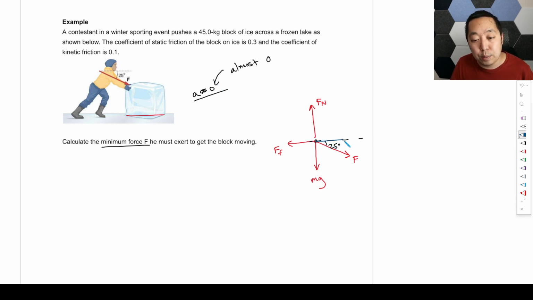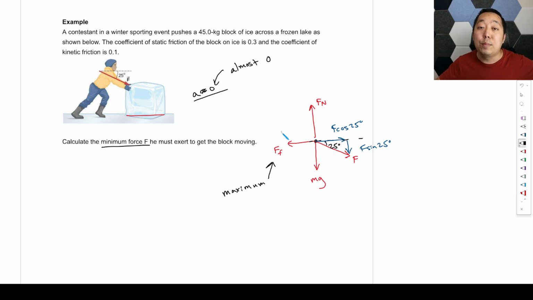So then we're going to decompose this, right, into F cosine 25 degrees and F sine 25 degrees. And if we want this to accelerate, this here needs to be the maximum static friction. So we are going to use the coefficient of static friction in this case because this has got to be the maximum static friction. Why? Because I do want to get it to move. So it needs to be just enough friction, the maximum amount, and if I go a little bit more, then I'll overcome the static friction and it will begin to move.